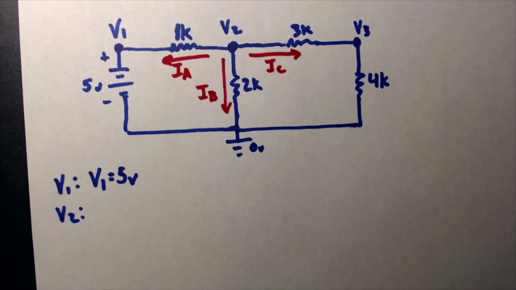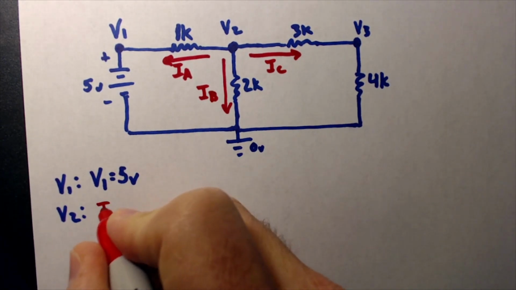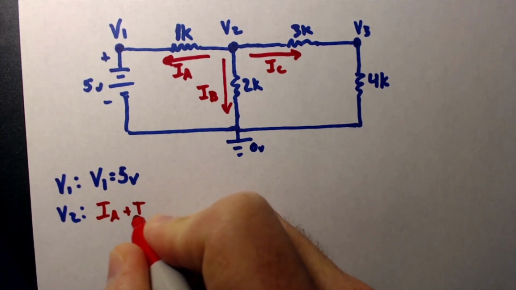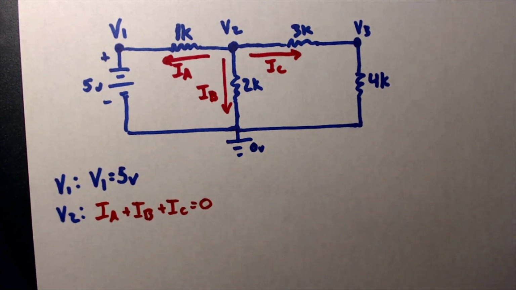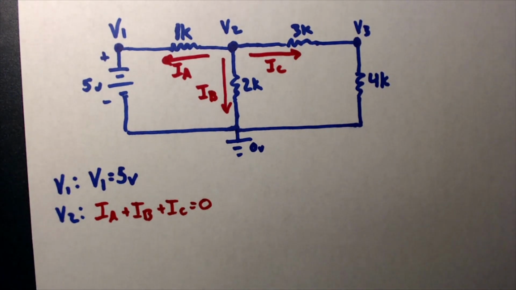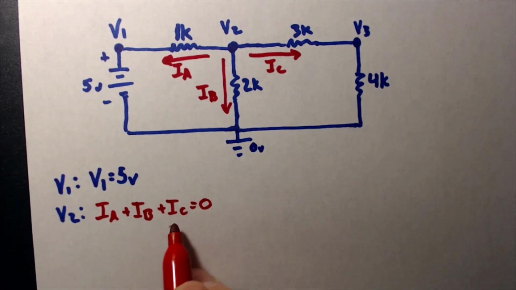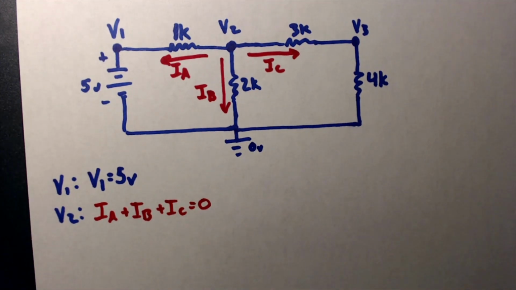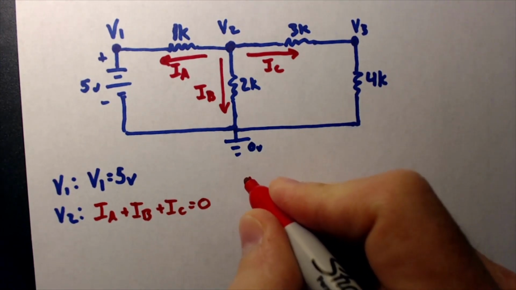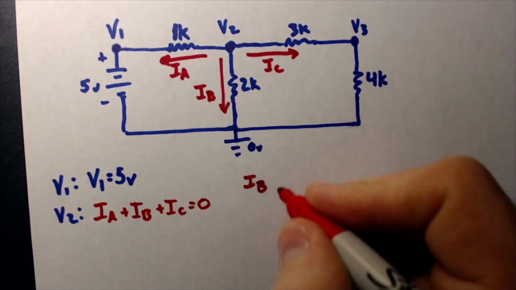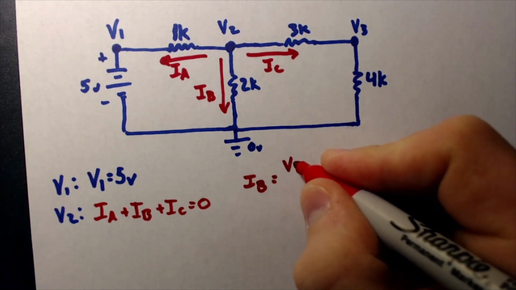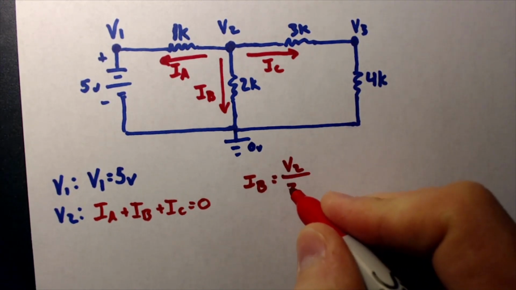So to write the KCL expression, I'm just going to say IA plus IB plus IC equals 0. They should all cancel out. Okay, so KCL is there. Now we need to write out what IA, IB, and IC are. I'll start with IB because it is going to be the easiest. So what's IB equal to? Well, it's going to be equal to V2, the voltage across the 2K, divided by 2K.